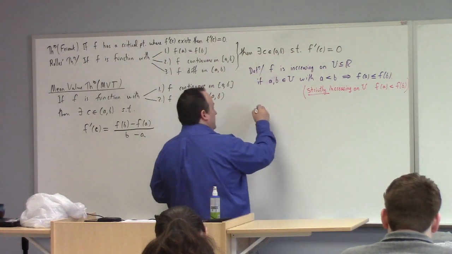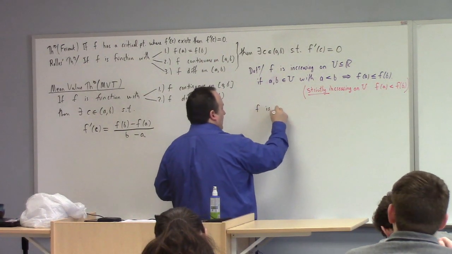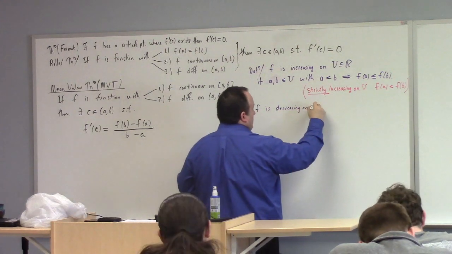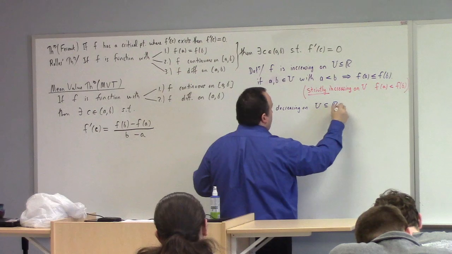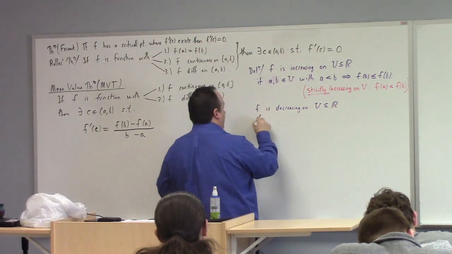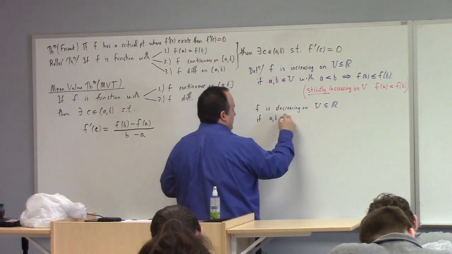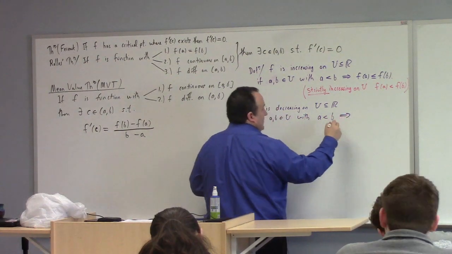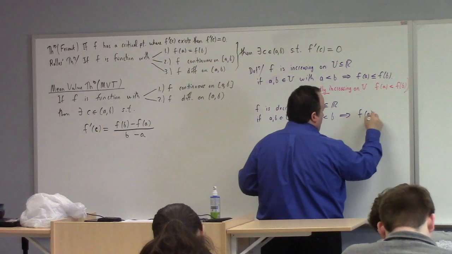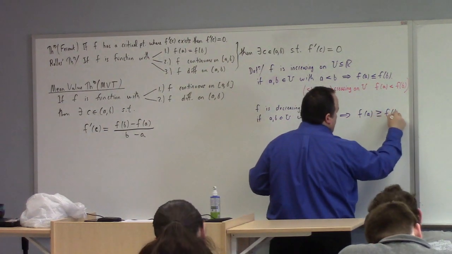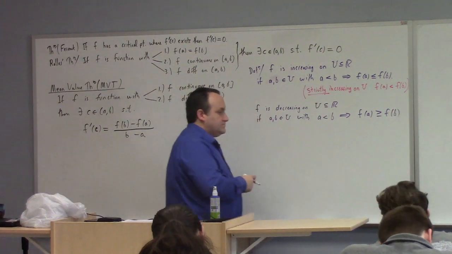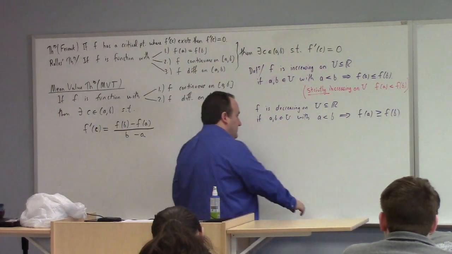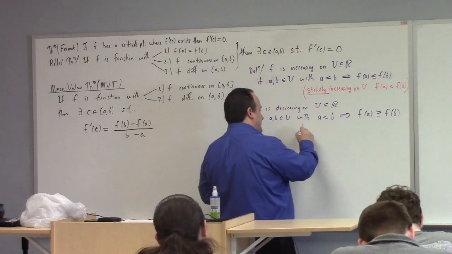f is decreasing on U, which is a subset of the reals, if a and b in U with a less than b implies f of a is greater than or equal to f of b. All right? And you might guess, what do you think strictly decreasing means?